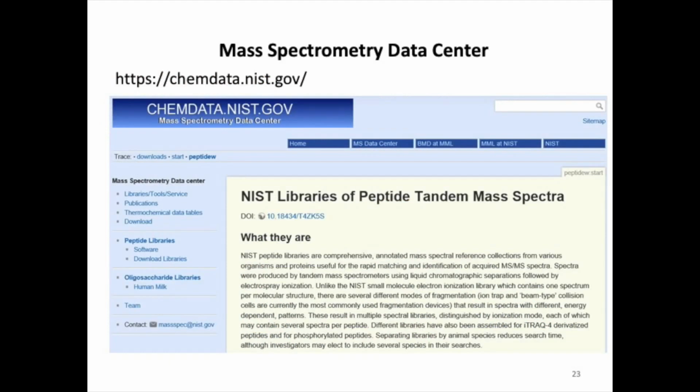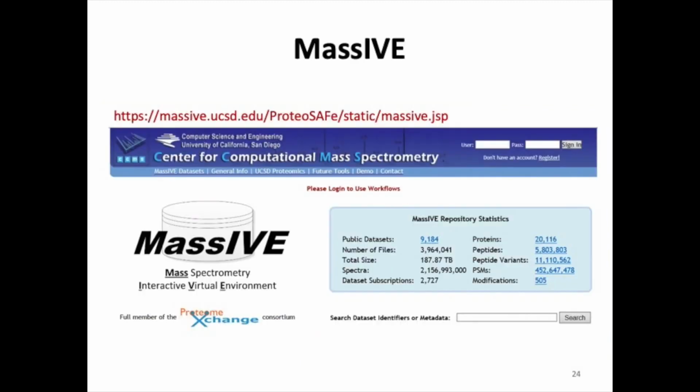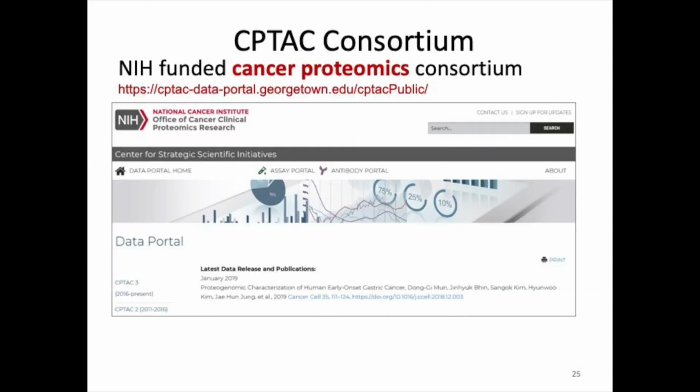Here's another database. The NIST Mass Spectrometry Data Center holds a peptide library at this site. Another one, MassIVE, the Mass Spectrometry Interactive Virtual Environment, also has a large proteome data repository. It is hosted by UC San Diego. Last but not least, for people interested in cancer proteomics, the CPTAC Consortium hosts the proteomics data for the TCGA project. You may check the data platforms and data types they have.